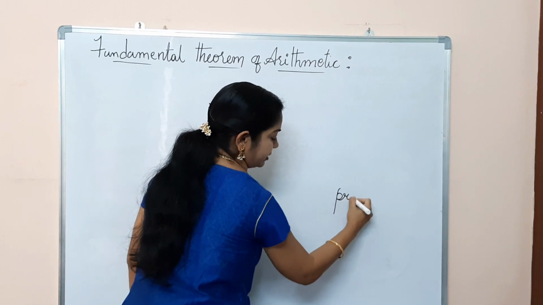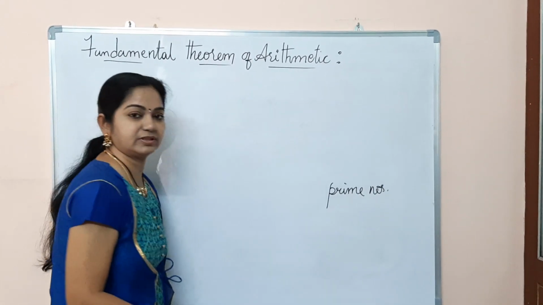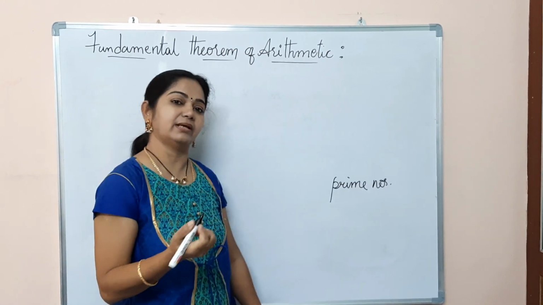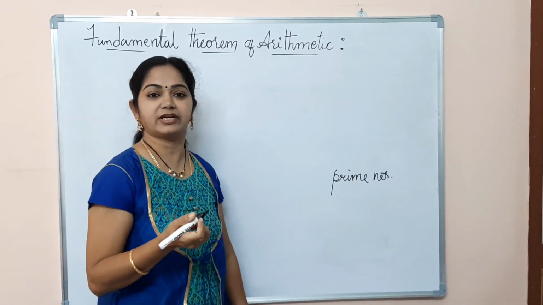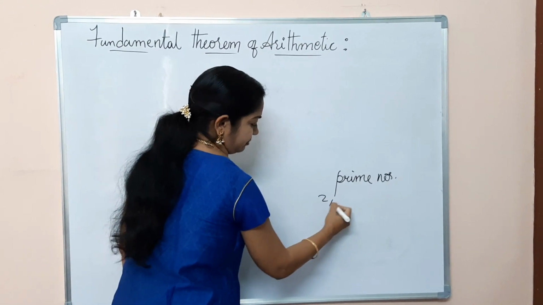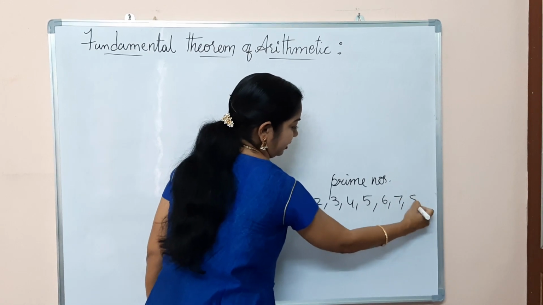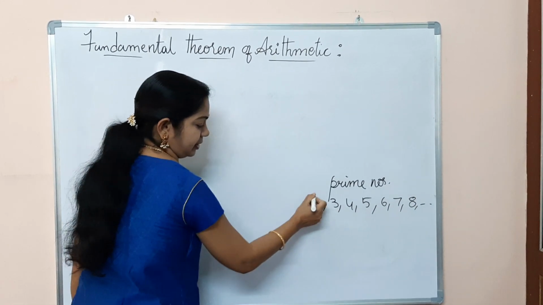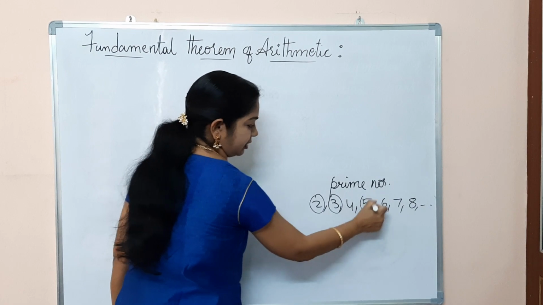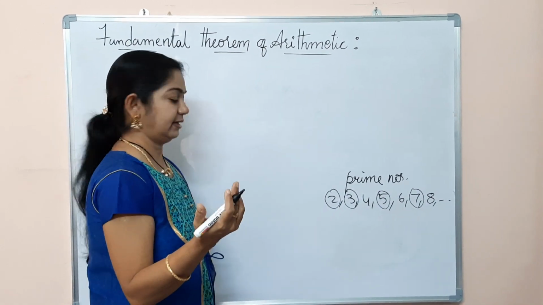What are the prime numbers? For example, prime numbers are the numbers which are having factors 1 and itself. Let me take some numbers: 2, 3, 4, 5, 6, 7, 8, and so on. Prime numbers are 2, 3, 5, 7, and so on. They are having factors 1 and itself.